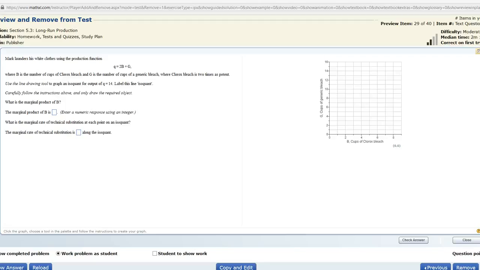This is question number 29 of the first midterm exam. Mark launders his white clothes using the production function Q equals 2 times B plus G, where B is the number of cups of Clorox bleach and G is the number of cups of a generic bleach, where Clorox bleach is 2 times as potent. Use the line drawing tool to graph an isoquant for output of Q equals 14, and label this line isoquant.